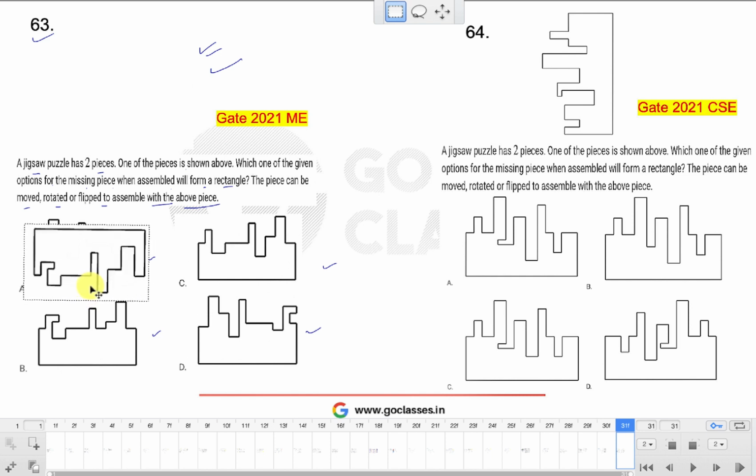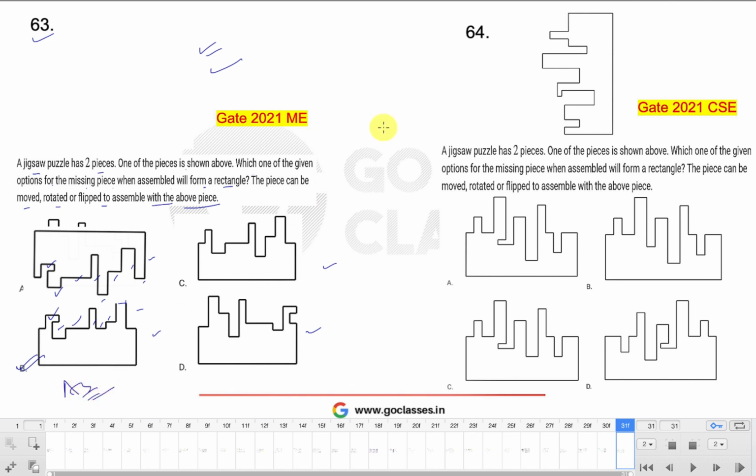In this option, yes, it will fit here. This shape is here, this is here, this is here, this is here, this will fit here, and this will fit here, and this will fit here. So option B is the answer. In this also, you have to rotate it and fit it. You have to draw this piece on a paper sheet with rotation like this. Then you have to find out which one is the correct option.